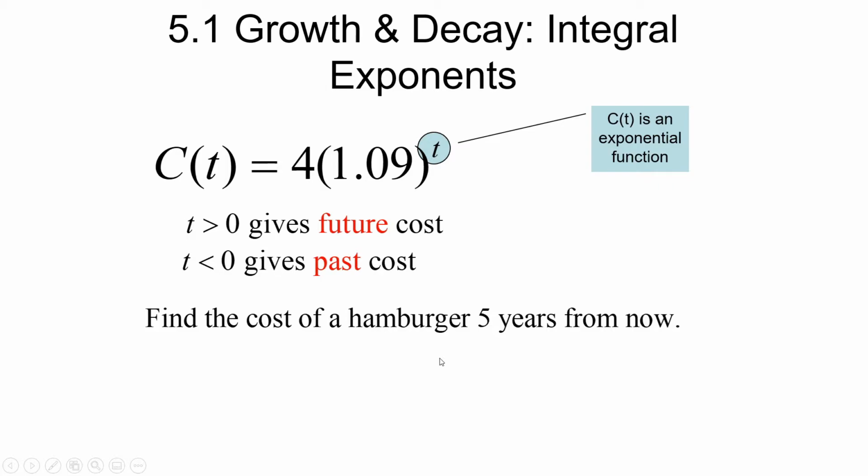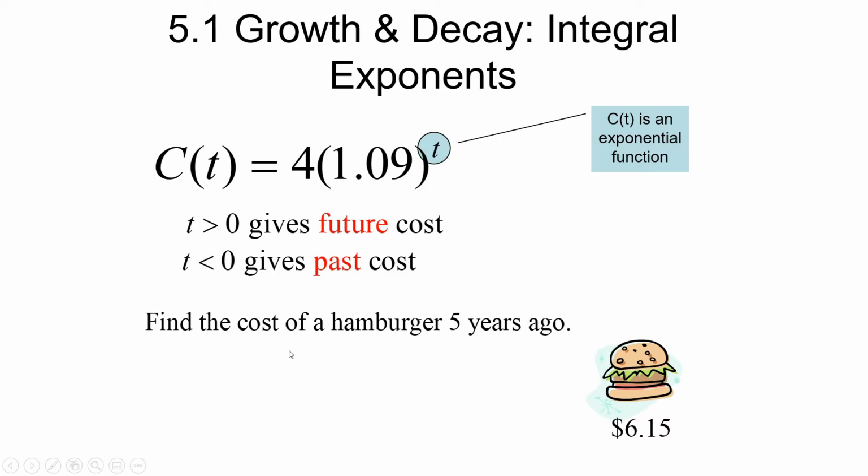Well, all that is we're going to take this 5 and make that exponent t of 5. So on my calculator, I'm not going to do this in my head. I'm just going to go 4 times 1.09 to the 5th power. So what's the cost of this burger in 5 years? Well, if I punch out carefully now, 4 times 1.09 to the 5th power, I'm going to get $6.15.